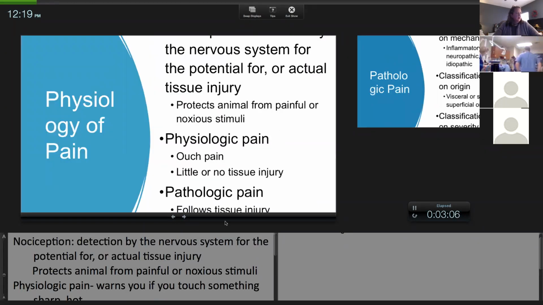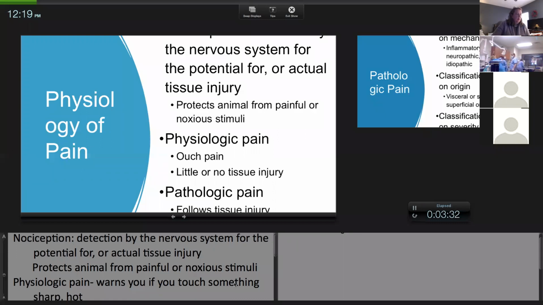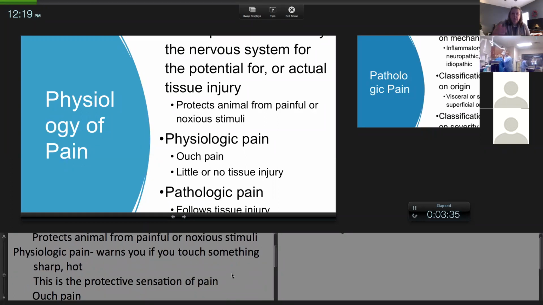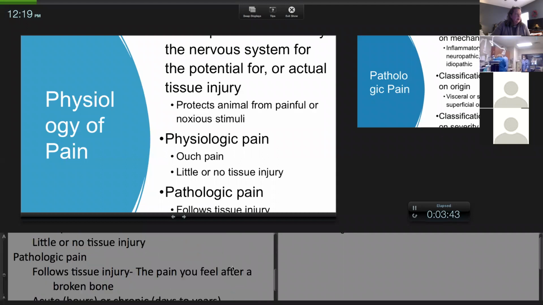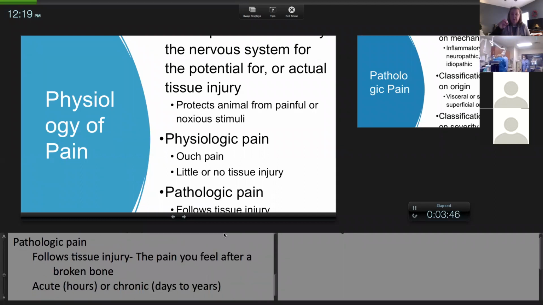Okay, so the physiology of pain. If you talk about nociception, which is detected by the nervous system, we're talking about an actual injury or the potential for one. I've talked about this in anatomy too, and sometimes in anesthesia, where in my example, I think I'm going to hurt my hand, I withdraw it. So physiologic pain warns you if you touch something, but sometimes no outward injury is seen. And then pathologic pain follows the actual injury.